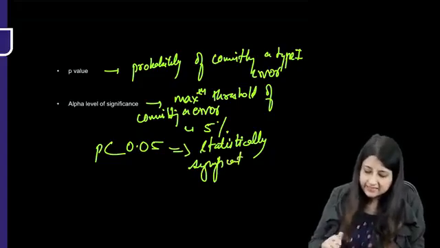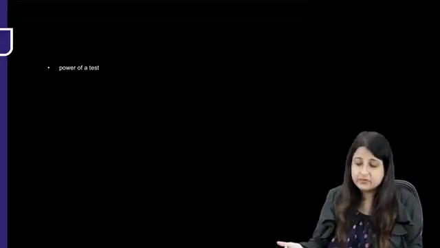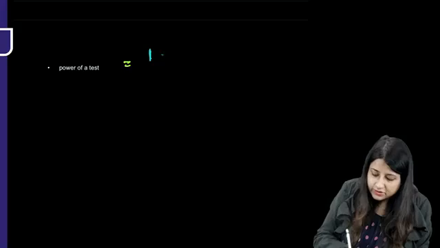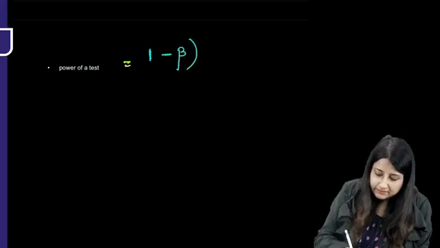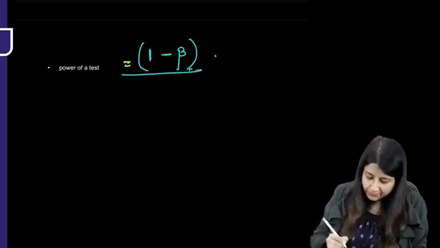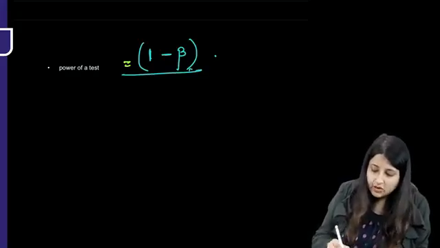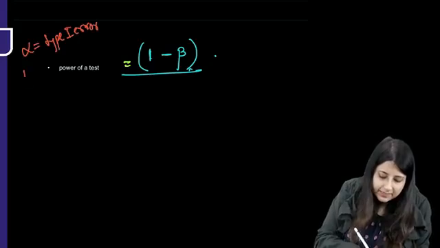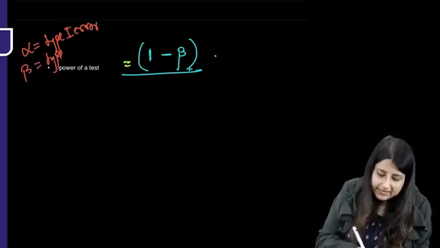Alright, moving to the next thing now, let us quickly see what is power of a test. Remember, power of a test is given by the equation 1 minus beta. What was type 2 error? Type 2 error is beta. Remember, alpha is type 1 error, and beta is type 2 error.